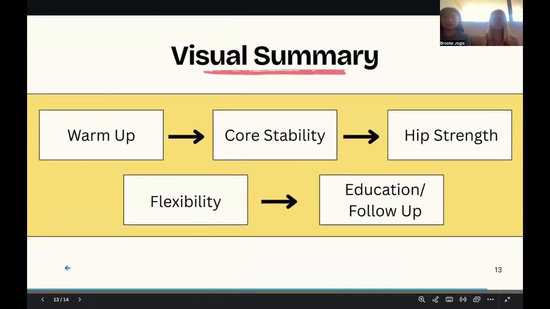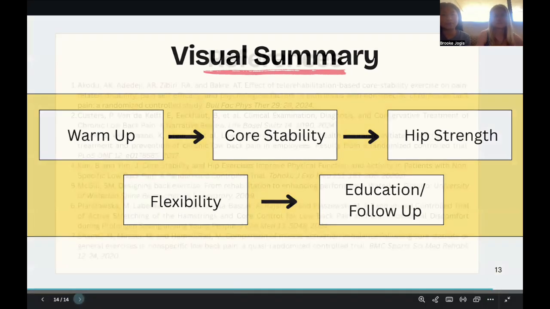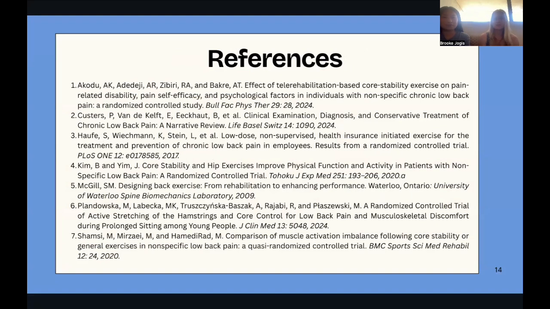Next, we did a visual summary. This flowchart shows the program's logical progression. We'll start with the dynamic warm-up, move into core and hip strengthening, integrate flexibility work, and reinforce learning through ongoing education and follow-up support. And so here are the references we decided to use to build our program.